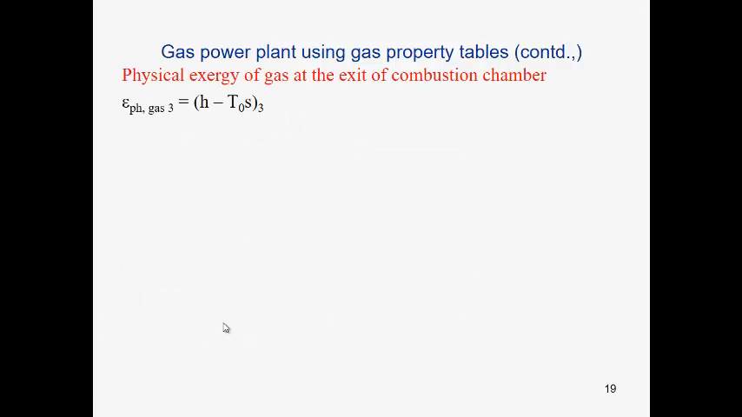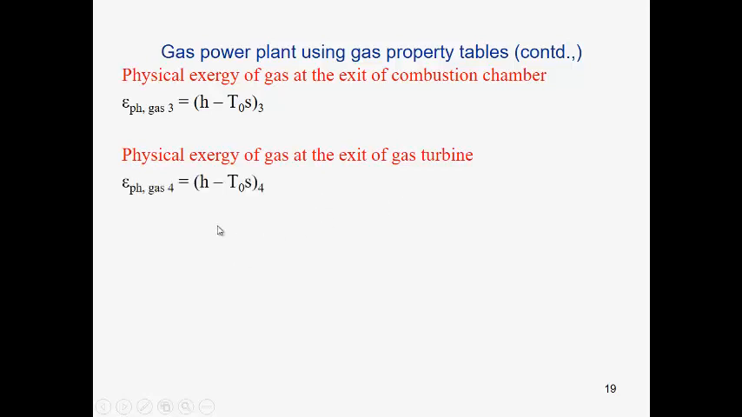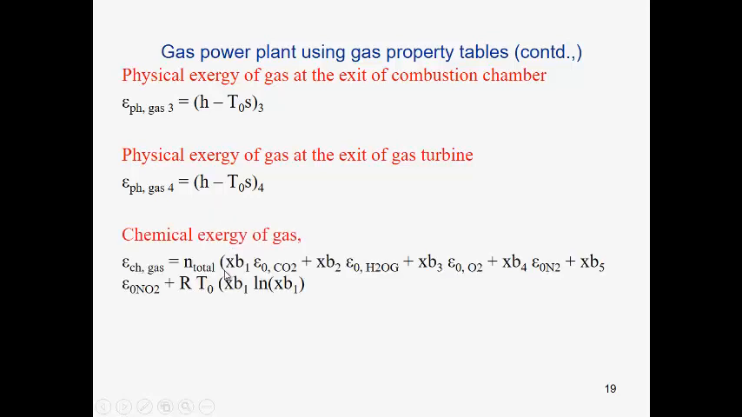The physical exergy of the gas at the exit of the combustion chamber, that is state 3, is determined by calculating H minus T naught into S at T3, and the physical exergy of the gas at the exit of the gas turbine is determined at the temperature T4 from this equation. The chemical exergy of the gas is determined from the standard chemical exergy of carbon dioxide, H2O vapor, O2 and N2, as well as the partial pressures of the carbon dioxide, etc.